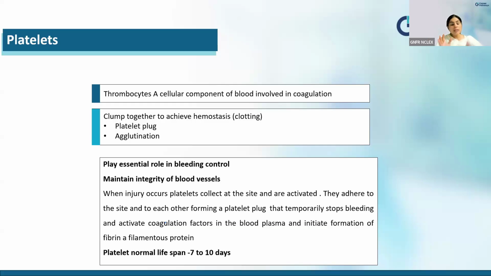Understand? This is how it works. These thrombocytes ultimately help to stop the bleeding. So the normal lifespan of platelets is 7 to 10 days.